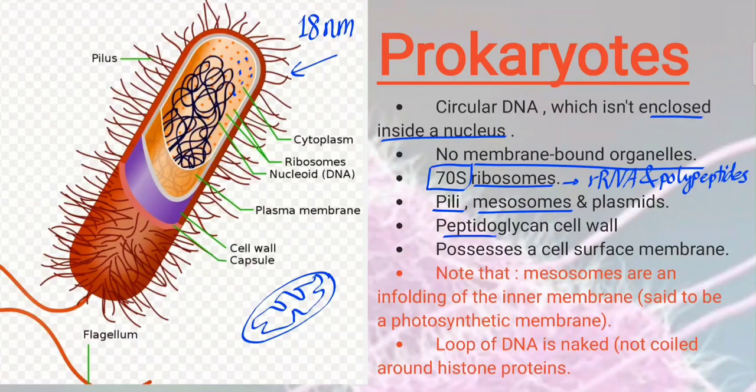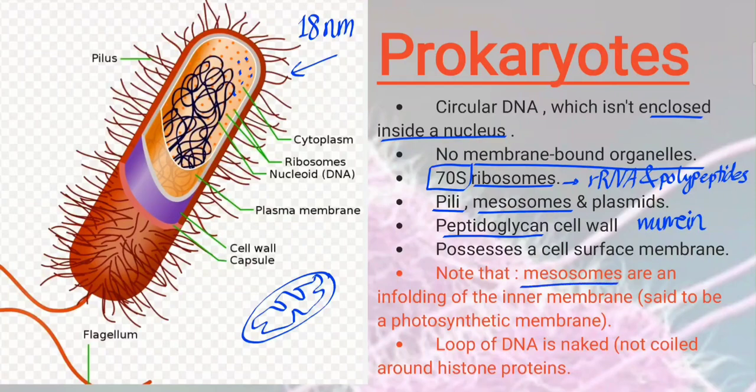It also has a peptidoglycan cell wall, also known as murein. It possesses a cell surface membrane, of course, which is more permeable than the cell wall. The cell wall prevents the cell from bursting and gives it turgor pressure, but the cell surface membrane controls everything. It can let a structure enter or not enter. It's more like controlling the permeability.